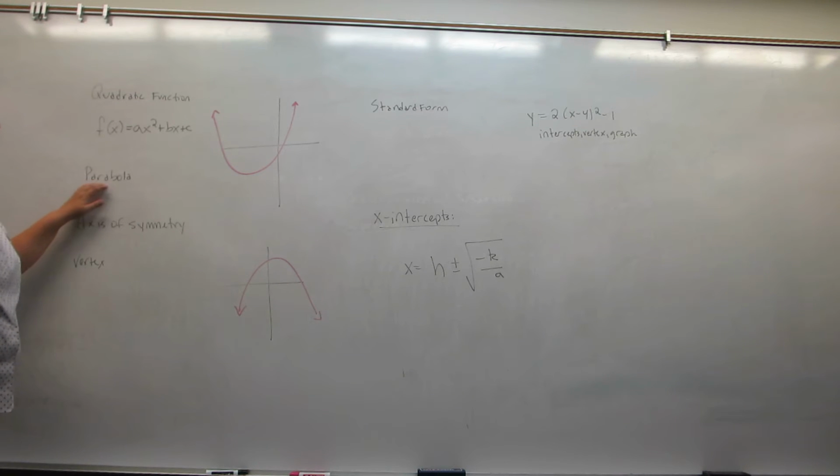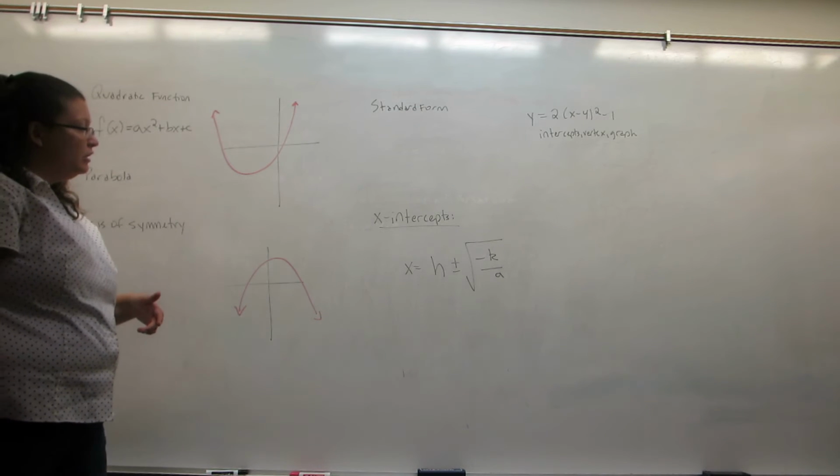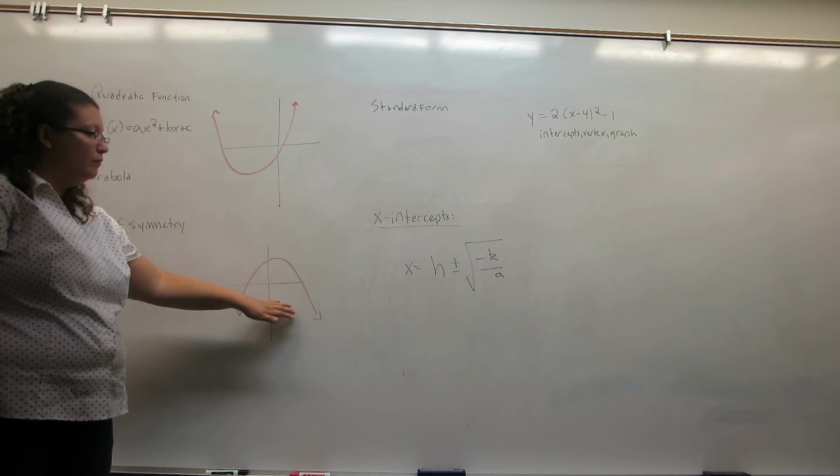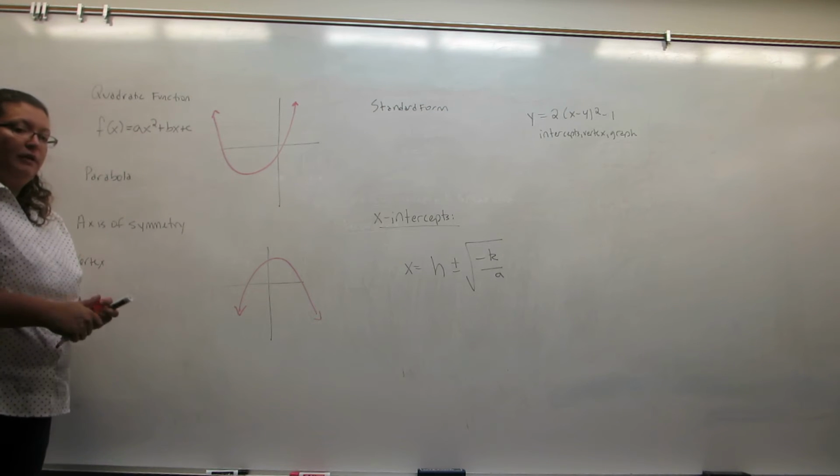So the graph of a quadratic function is what we call a parabola. It has a very distinctive shape. These are 2 examples. Okay. And there's a couple things about this parabola that are interesting.